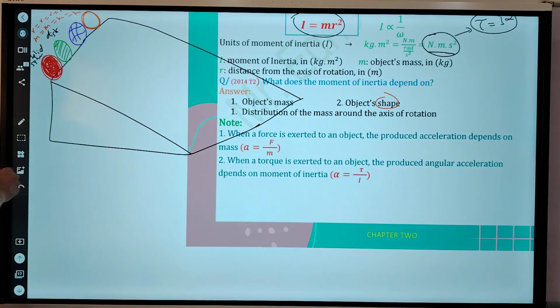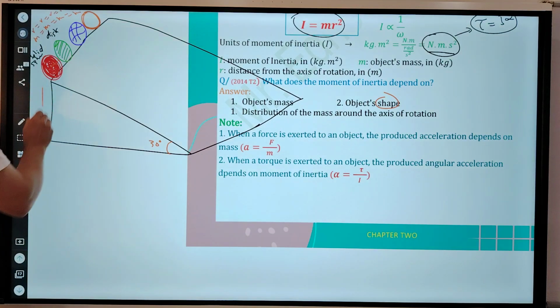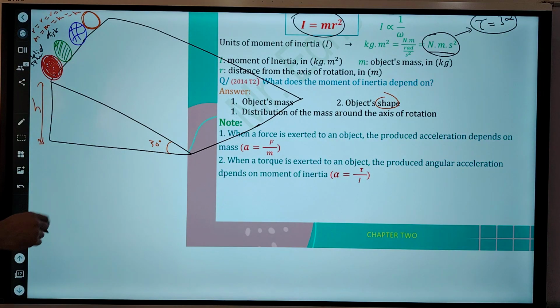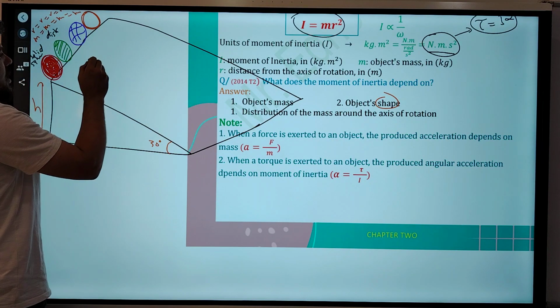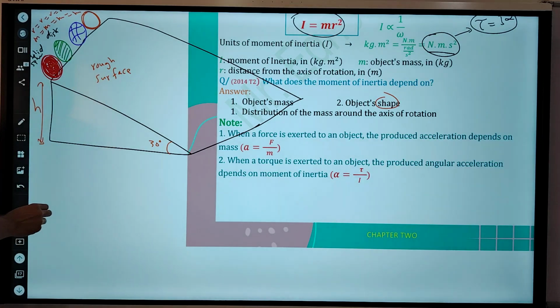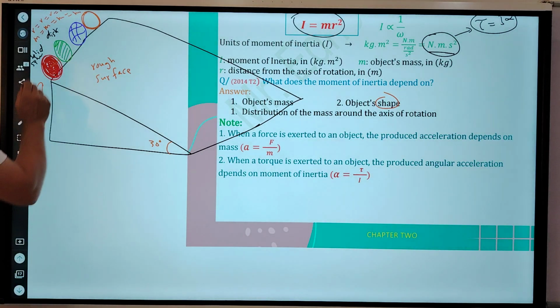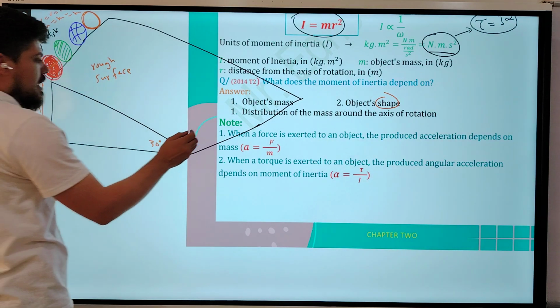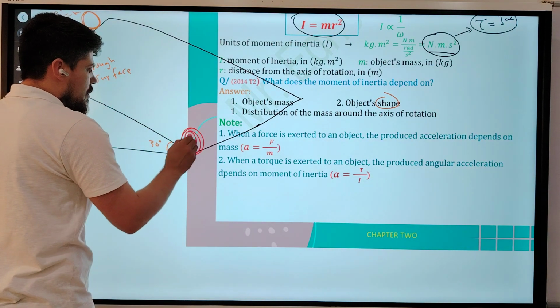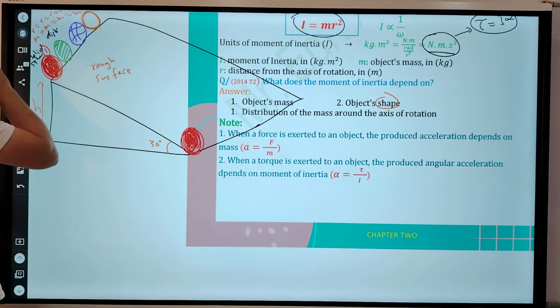So if you release all shapes, assume this is a 30 degree incline, from the same height on a rough surface, be careful, this is a rough surface, which shape wins the race? Of course, the solid sphere. The solid sphere comes down the incline first. Now I'm going to tell you why.